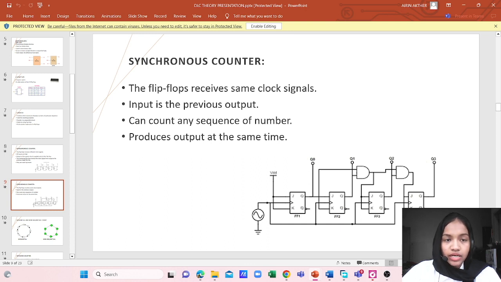Synchronous counter. In a synchronous counter, the flip-flops receive the same clock signal. Here the input is the previous output. A synchronous counter can count any sequence of numbers and produce output at the same time.